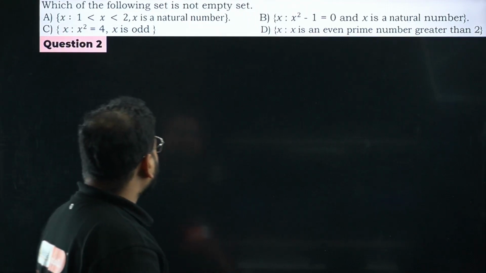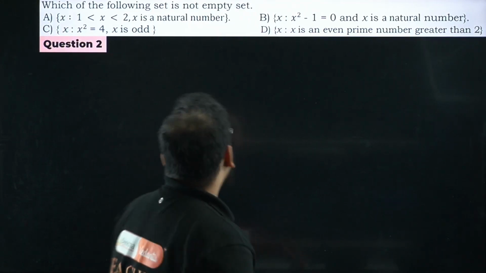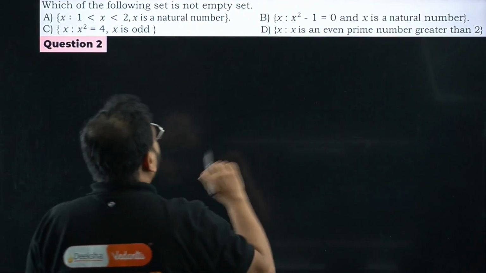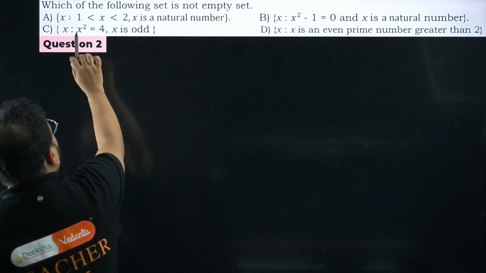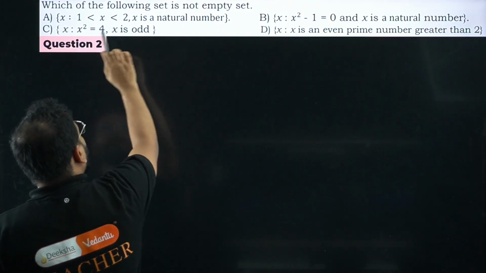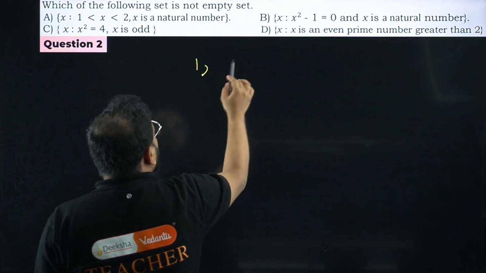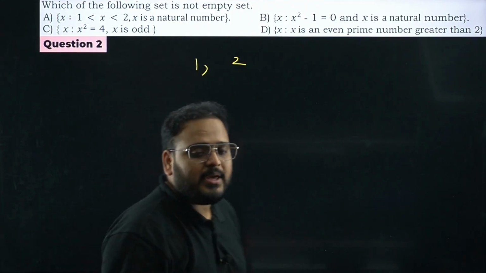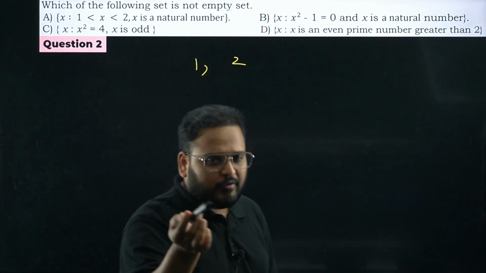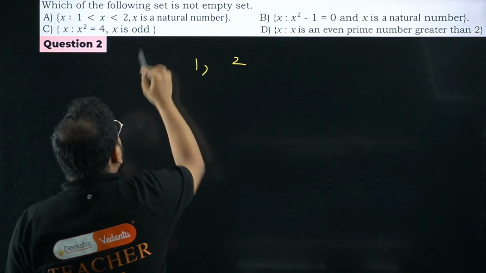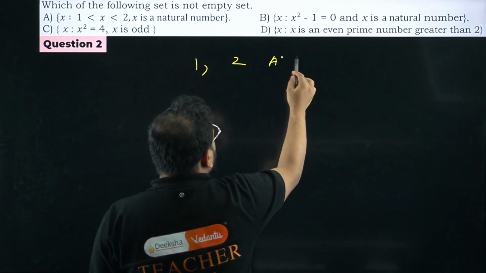Which of the following sets is not an empty set? Let me have a look at all the options. Option A: x from 1 to 2, natural number. Is there a natural number between 1 and 2? Of course not, sir. It means this is an empty set. So option A is the null set.